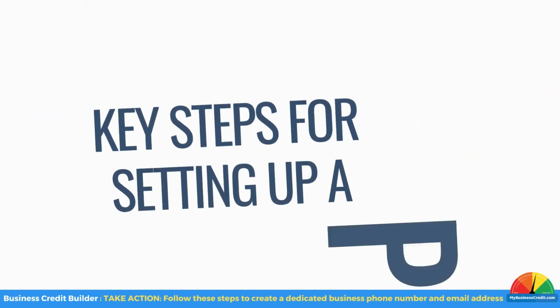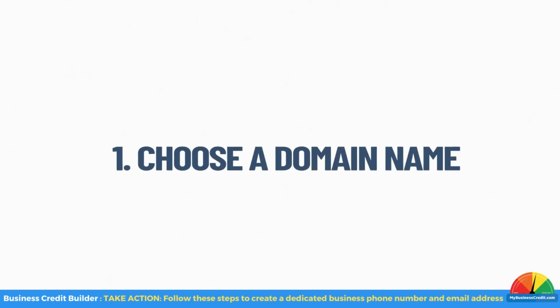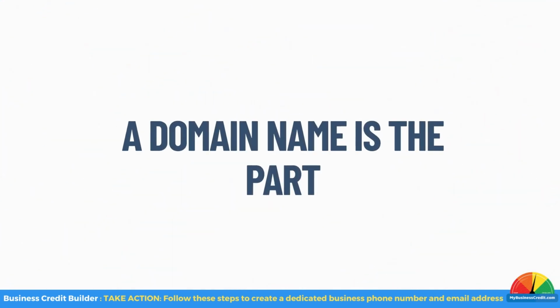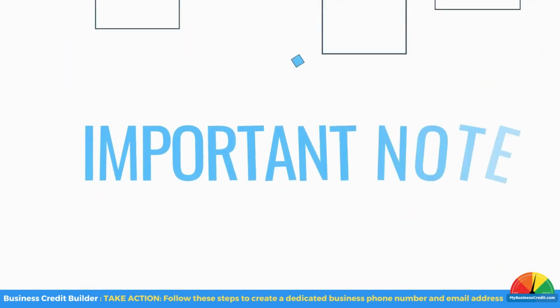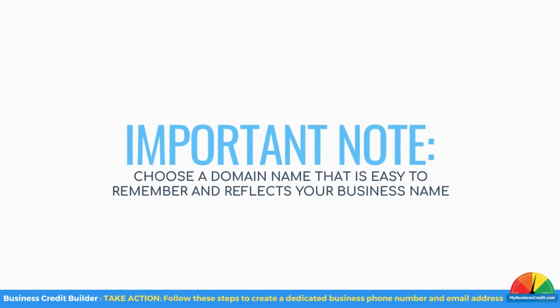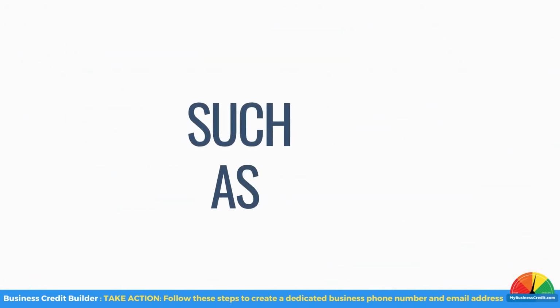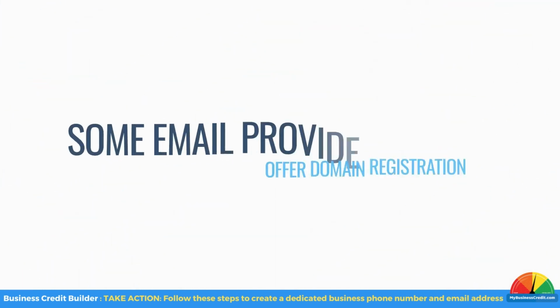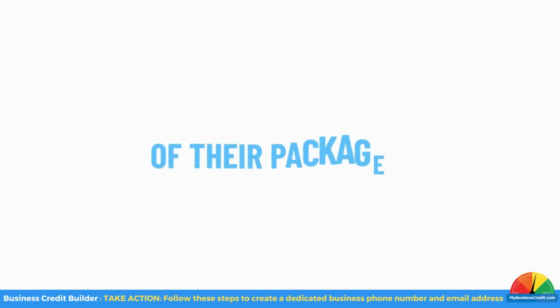Key steps for setting up a professional business email address. 1. Choose a domain name. A domain name is the part of an email address that comes after the @ symbol. Important note: choose a domain name that is easy to remember and reflects your business name, such as yourbusinessname.com. Some email providers offer domain registration services as part of their packages.